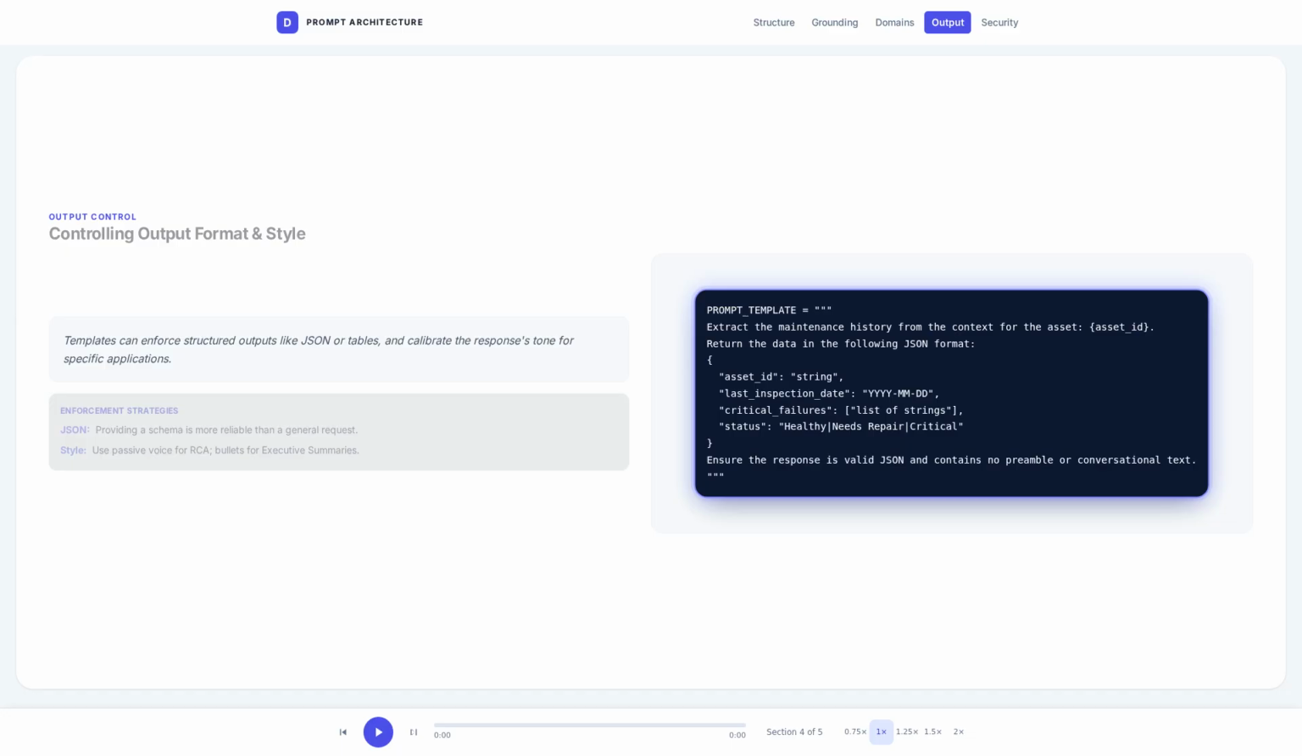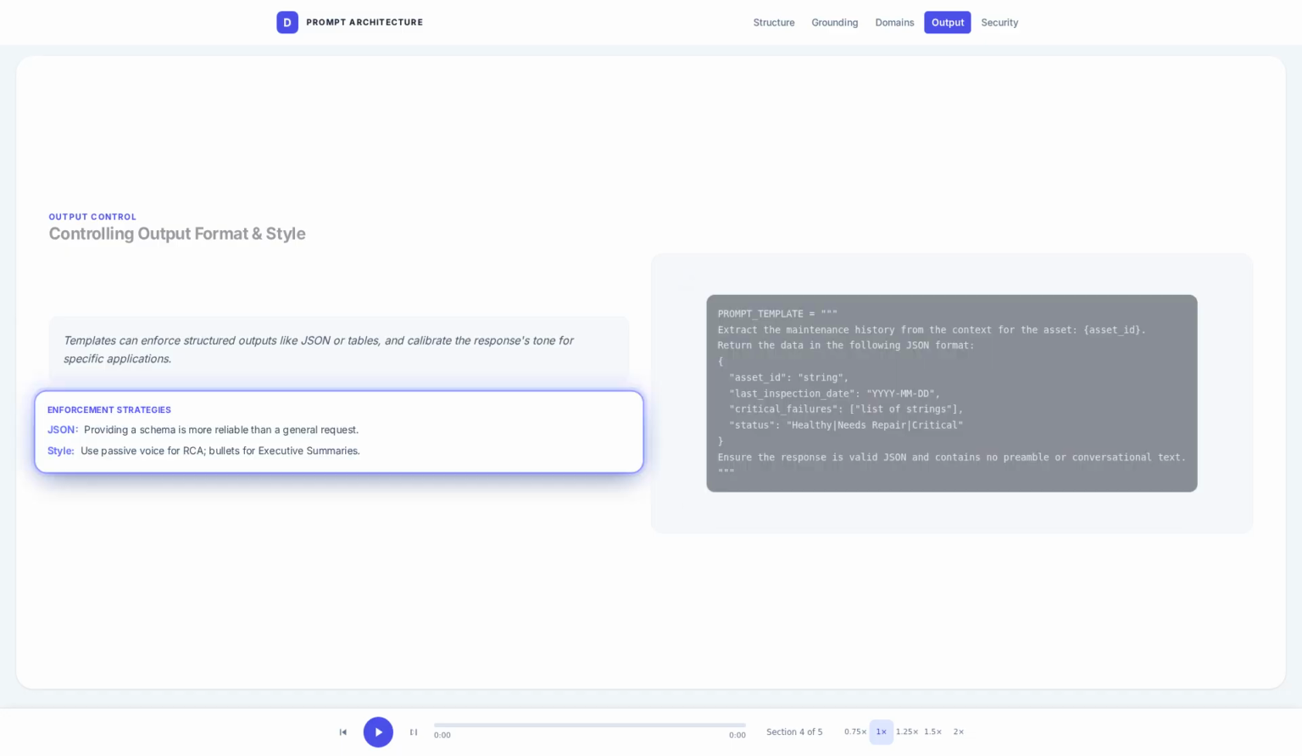You can also calibrate tone and style. For technical reports, ask for formal language, passive voice maybe. For executive summaries, ask for high-level bullets, focus on impact and risk. So the key idea is that prompts control more, not just content, but structure and tone.